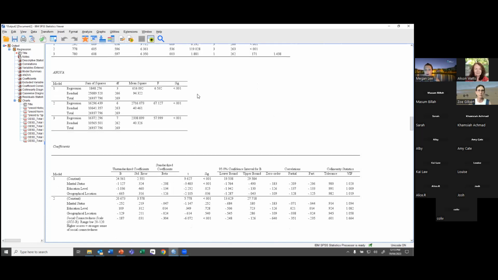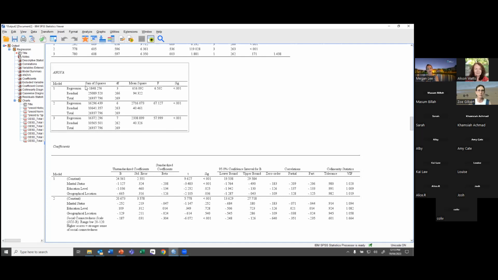Now, our ANOVA box, remember, it tells us whether or not the model is significant. So who can tell me what's happening here? In our ANOVA, all three are significant, good. If model one and model two are significant, but not model three, we would read model two and we would ignore anything happening in model three. However, they're all significant, so we can move on to see what's happening inside the model.